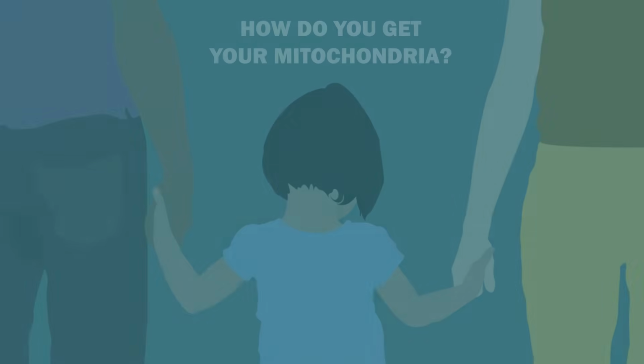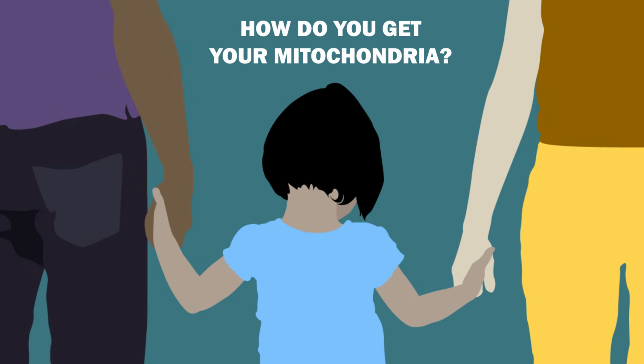So if mitochondria can only come from other mitochondria, how do you get your mitochondria in the first place? Well, your mitochondria come from your mom. So next time someone says your genetic info is 50-50, you can tell them that.